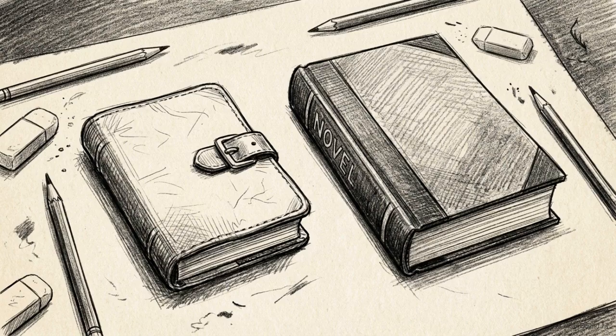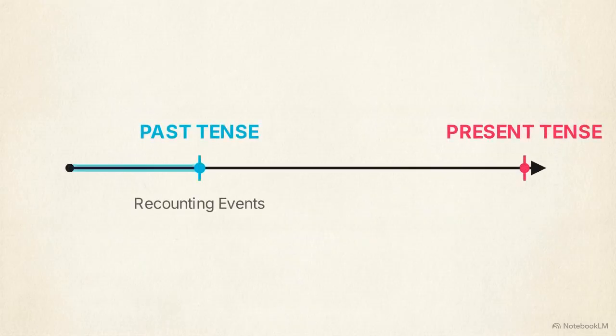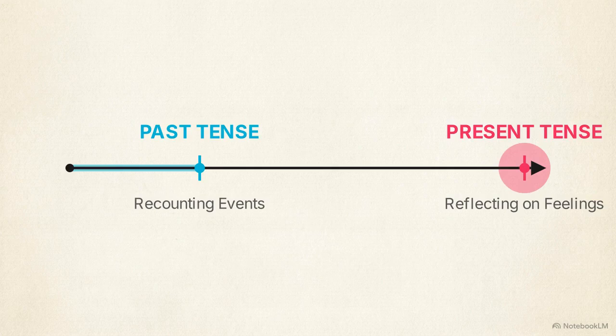Diaries follow specific grammatical rules that separate them from standard third-person storytelling. First, manage your tenses. Use the past tense strictly for recounting the events that took place earlier in the day. However, you should switch to the present tense when the character is reflecting on their current feelings as they write.